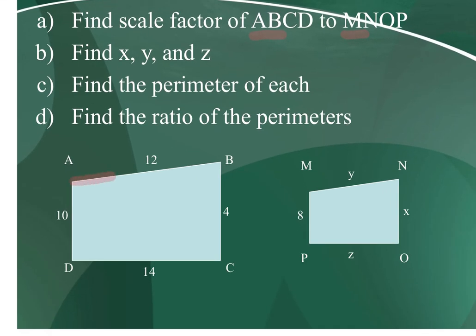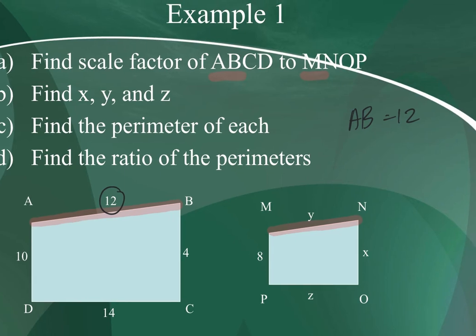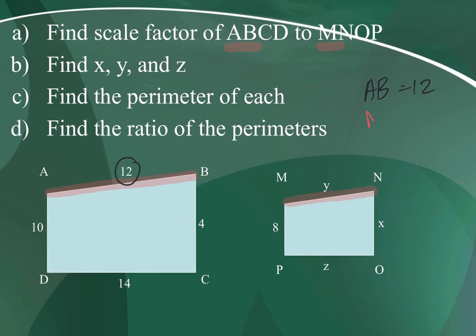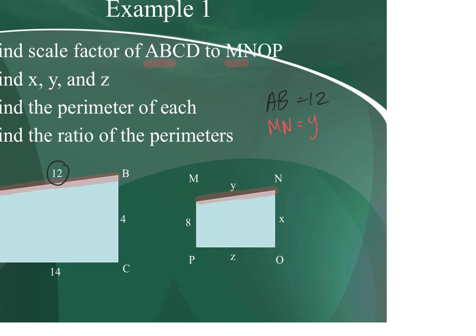So AB is this one. How long is AB? 12. So let's circle that 12. So AB is 12. And then MN was how much? Y. So the proportion, the scale factor, needs to be AB over MN, which is Y. Now, we don't know what Y is. But remember, the scale factor holds for all of the sides.